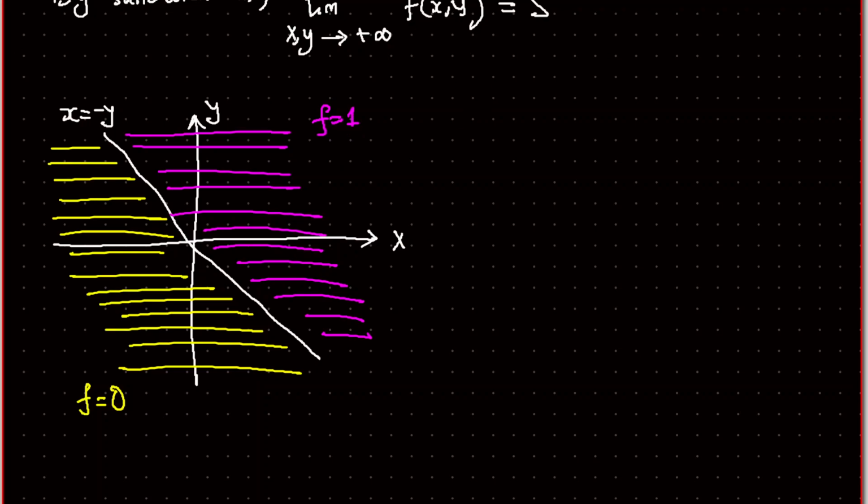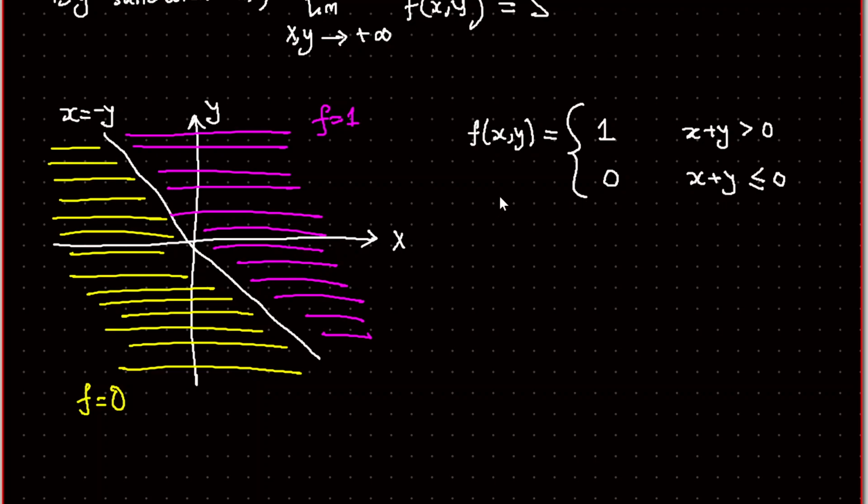So how do we write this function? This would be f of x comma y equals 1. When is it 1? When x is bigger than minus y, right? Or you can say x plus y is bigger than 0, right? And 0 when x plus y is less than or equal to 0. Let's say this is our function.